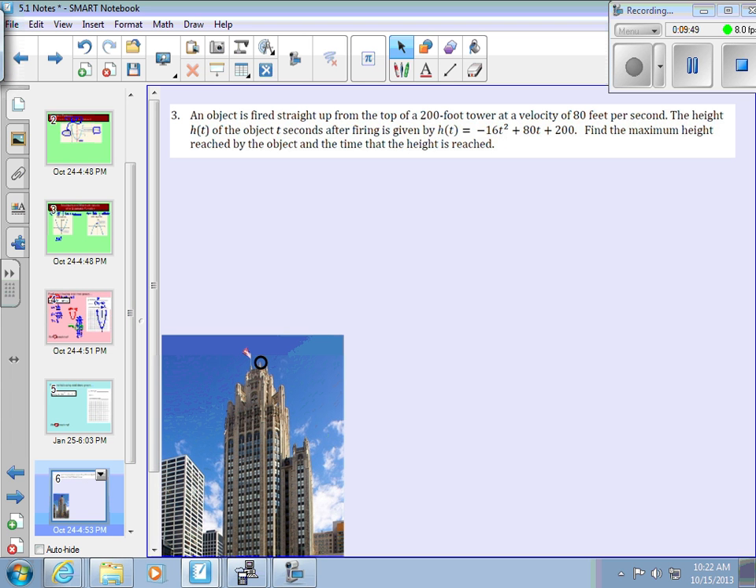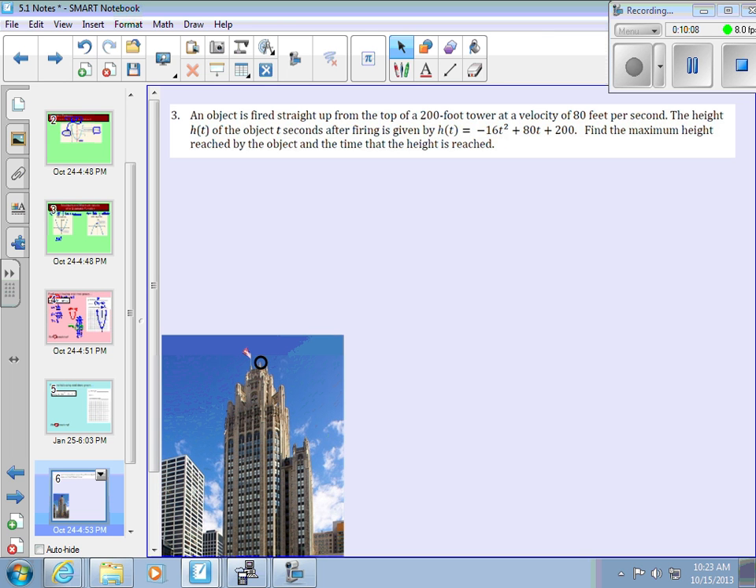Number 3 says an object is fired straight up from the top of a 200-foot tower at a velocity of 80 feet per second. The height h of t of the object t seconds after firing is given by this equation. Find the maximum height reached by the object and the time that the height is reached.